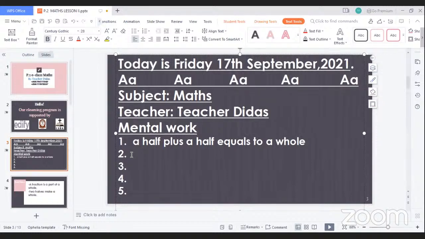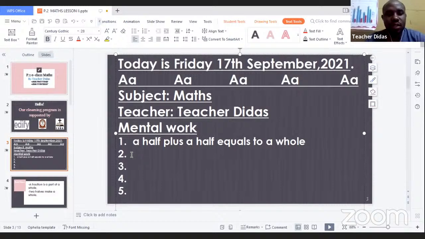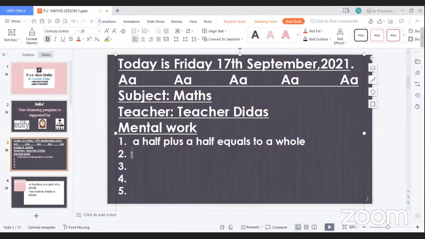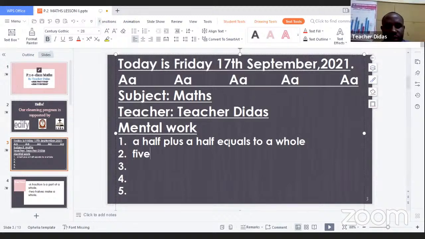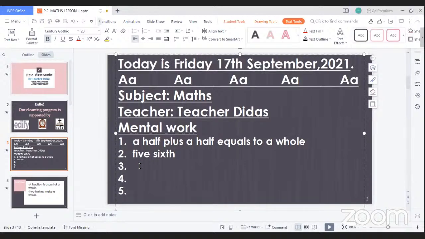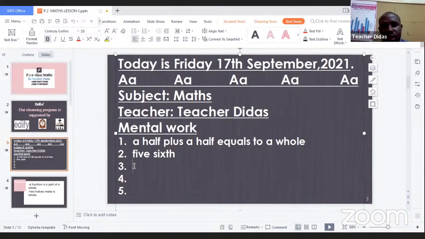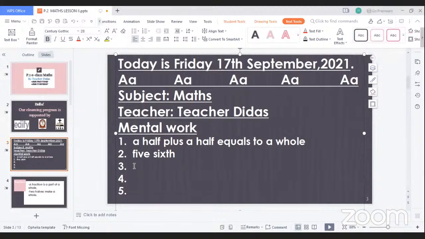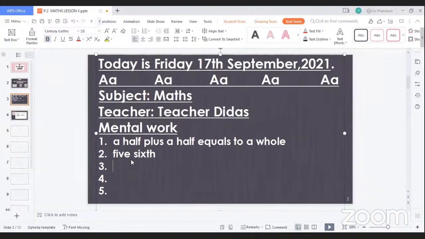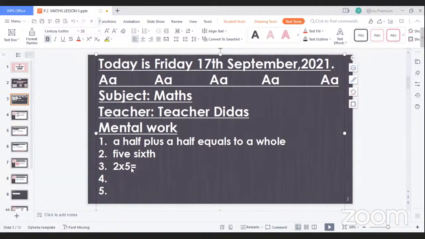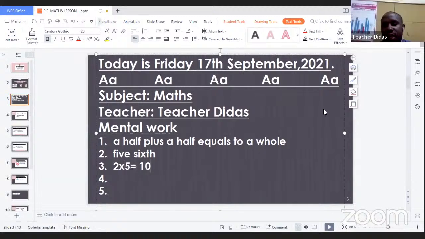Number 2, 5/6. How do you write it in words? 5/6. Like that? Yes. Okay, I give you a chance for number 3. 2 times 5. What's the answer? 10. Good, Kyla.